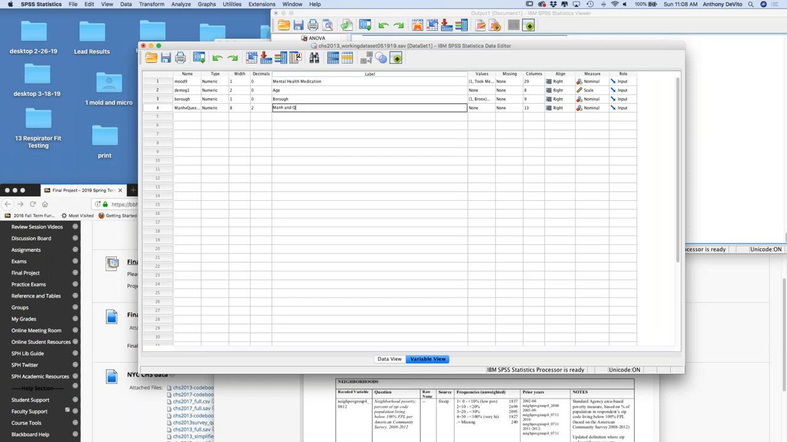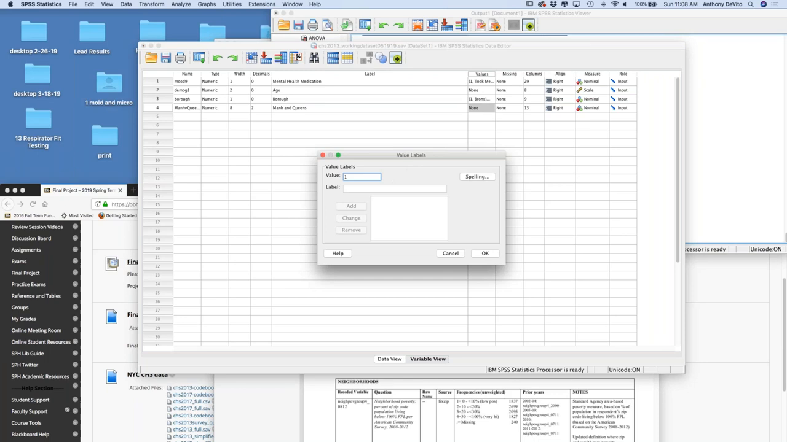Okay. And the values, well, there's only two values here. The value 1 represents Manhattan, because that's the way I did it. It could have been 3 or 4. We could have kept it 3 and 4. The value 2 represents Queens. I'm going to click OK.